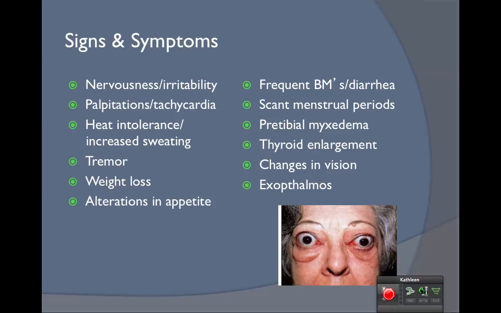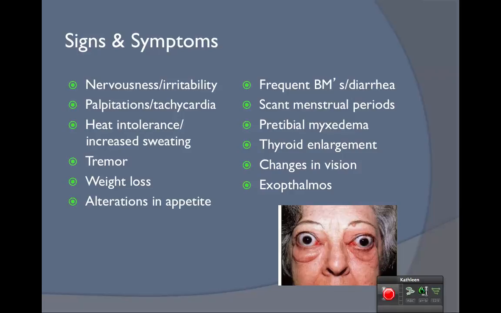hyperthyroidism. Signs and symptoms of thyroid disease are nervousness, irritability, palpitations, tachycardia, heat intolerance, increased sweating. These patients are on fire. Tremor, weight loss, alterations in appetite, frequent BMs, diarrhea, scant menstrual periods, pretibial myxedema, thyroid enlargement, and changes in vision, and exophthalmos. Myxedema is edema caused by the deposit of connective tissue components into the subcutaneous tissue.